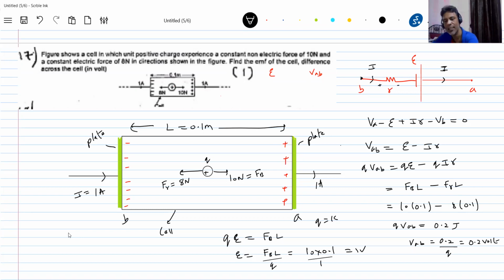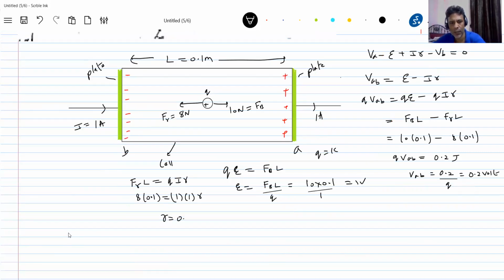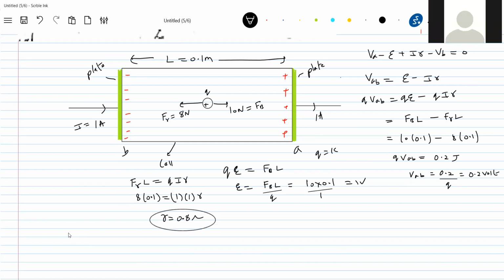Can we calculate the internal resistance? FR into L should be equal to QI into R. FR into L is 8 into 0.1. Charge is 1 coulomb, current given is 1 ampere. So what is the value of R? R should be equal to 0.8 ohm. Okay, look at all this. Ampere, sir? Resistance, no? Internal resistance. Why ampere for resistance?